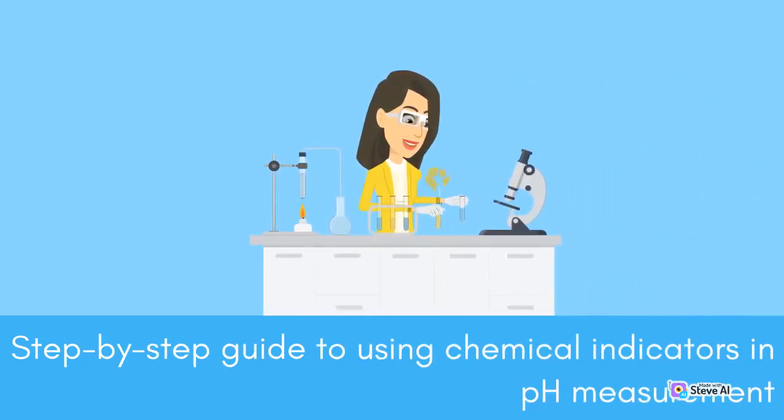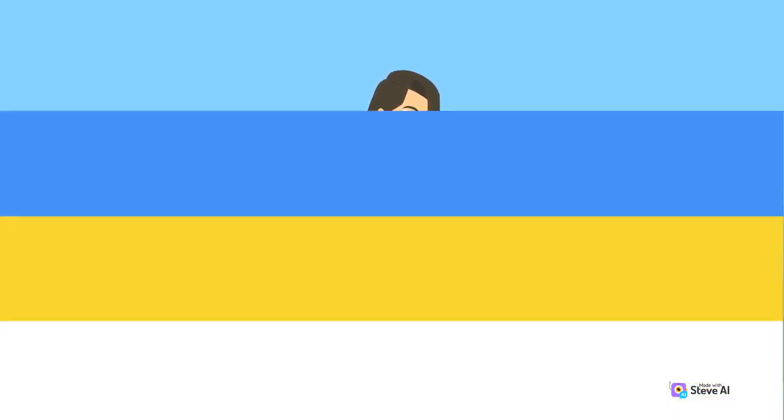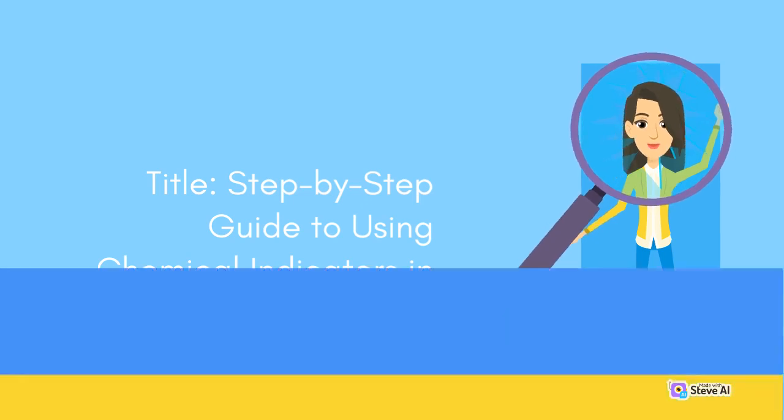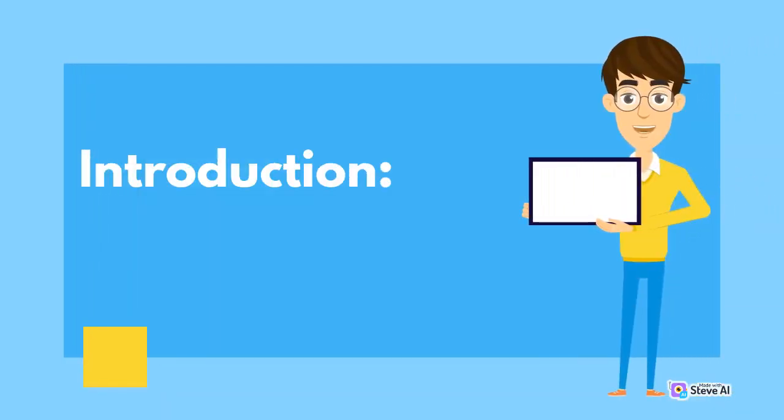Step-by-step guide to using chemical indicators in pH measurement. Title: Step-by-step guide to using chemical indicators in pH measurement. Introduction.